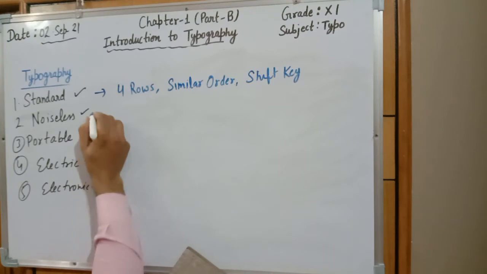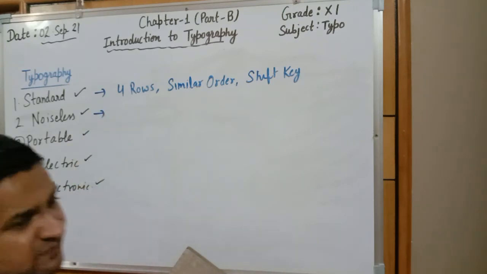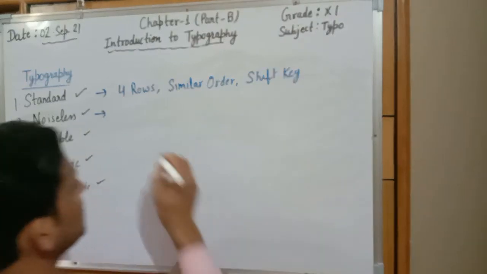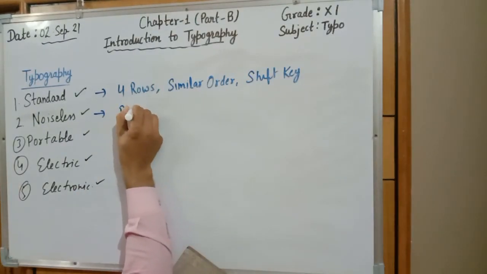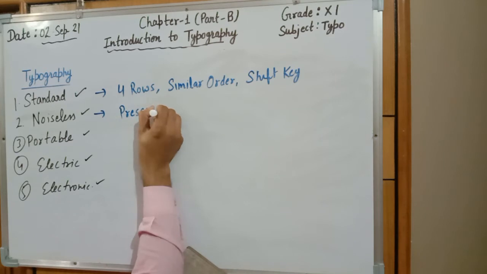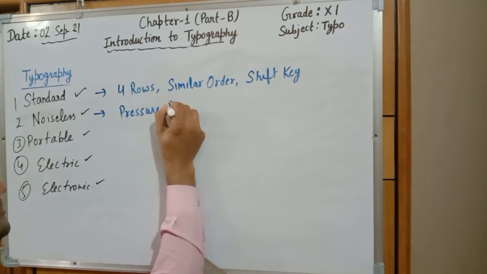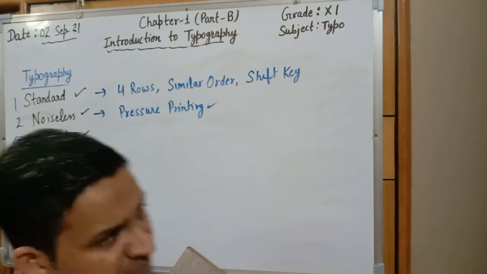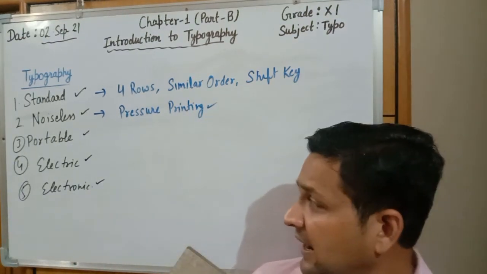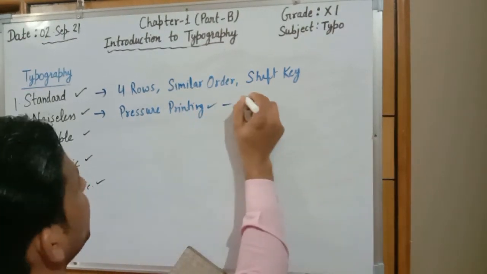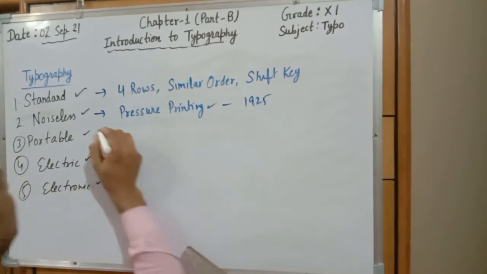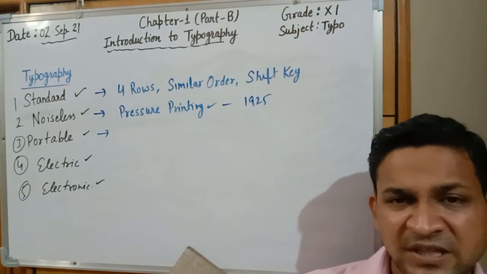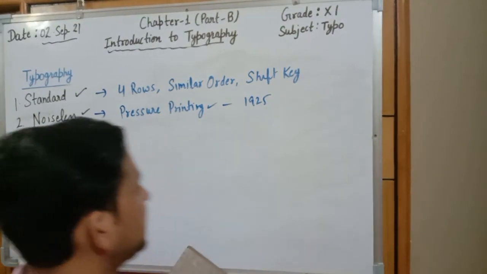Afterward, noiseless. Noiseless typewriter has one additional feature. It will produce less noise due to the concept of pressure printing. Now a question can be asked, which type of printing method is used in noiseless? The method that is used is known as the pressure printing method. It came in 1925. Next, portable typewriter has the capability to pick the machine from one location to another location.